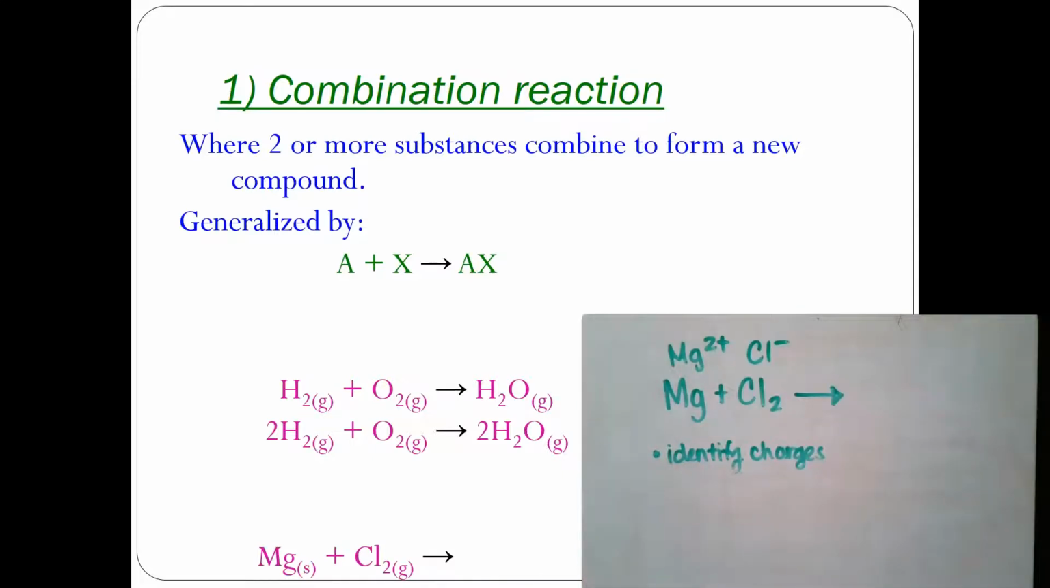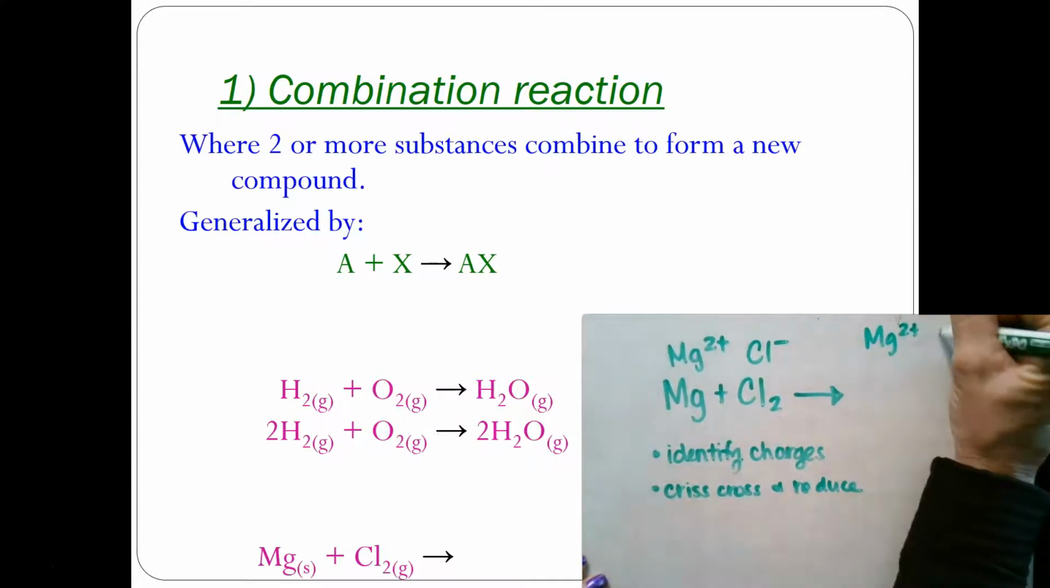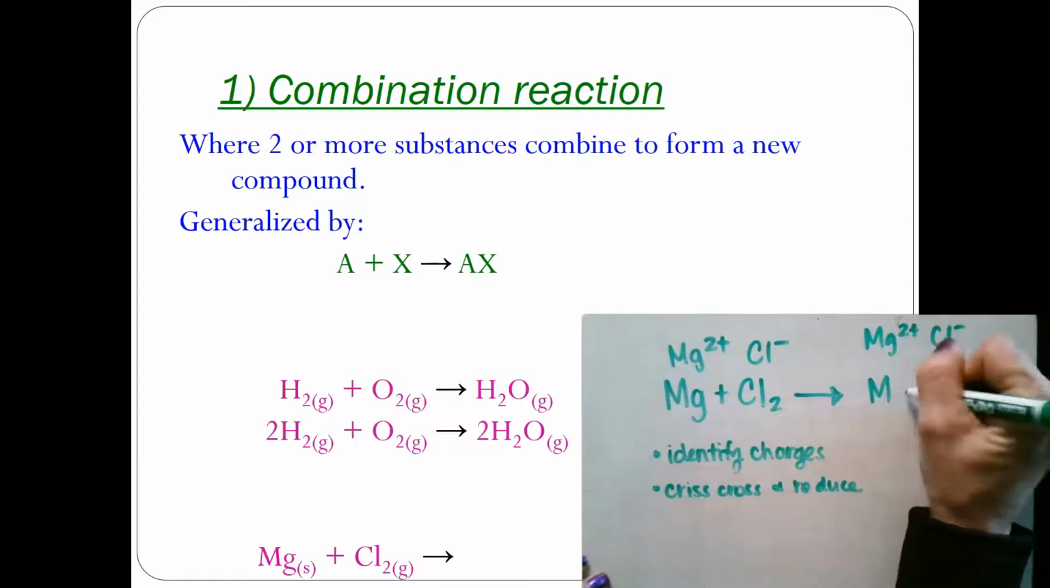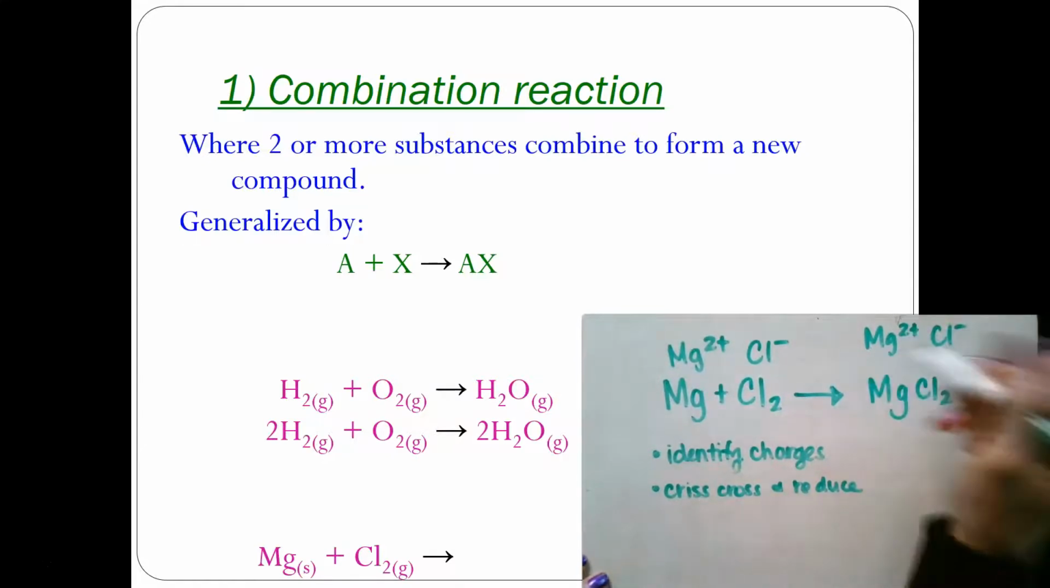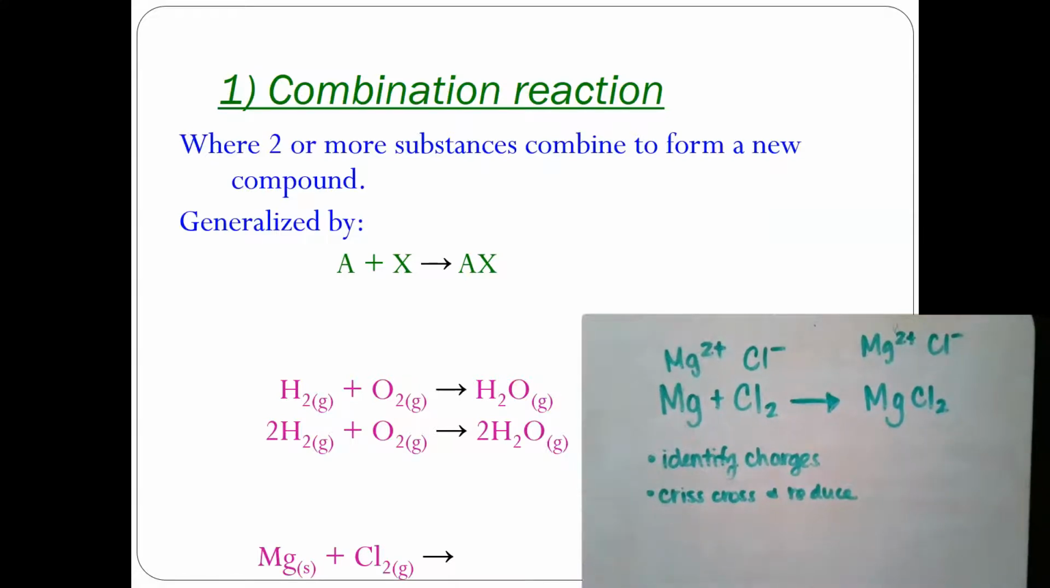Now, to figure out what they would make when I put them together, I would crisscross and reduce, just like we did in chapter 9. So Mg2+ and Cl- crisscross and reduce to form MgCl2. That is the predicted product of this synthesis reaction. And incidentally, it's also balanced. I have 1 magnesium on the left, 1 magnesium on the right, 2 chlorines on the left, 2 chlorines on the right, and I'm all set and good to go.